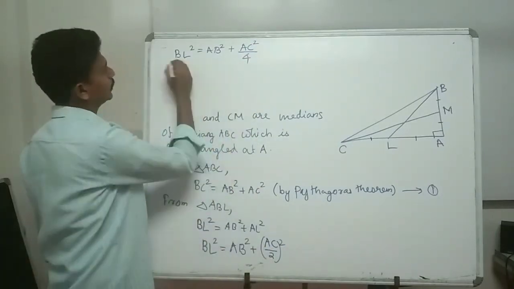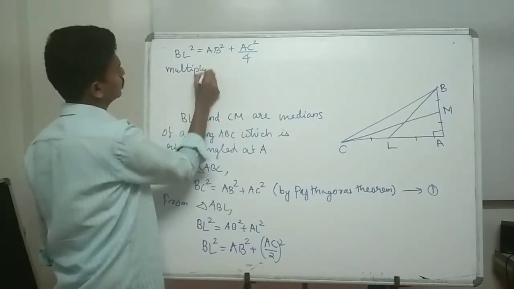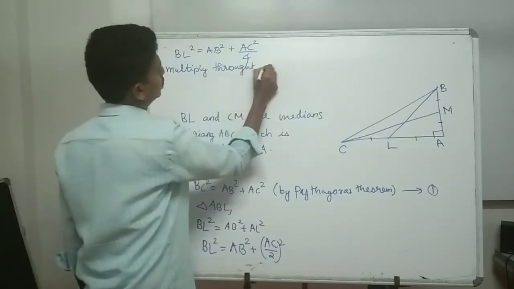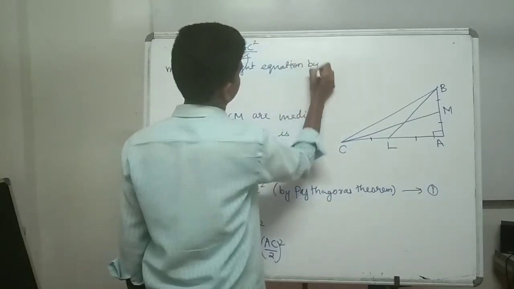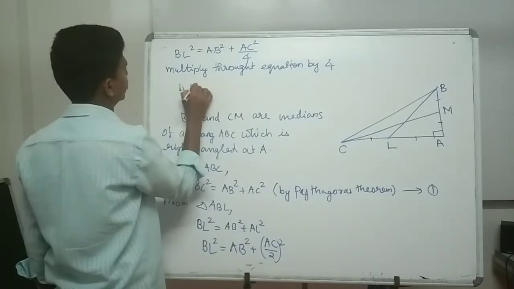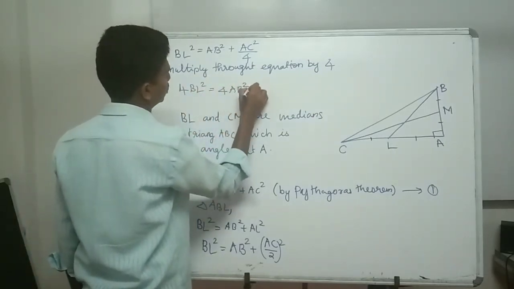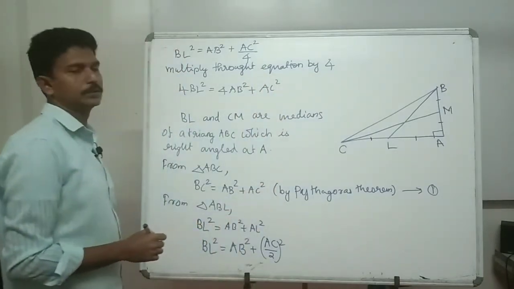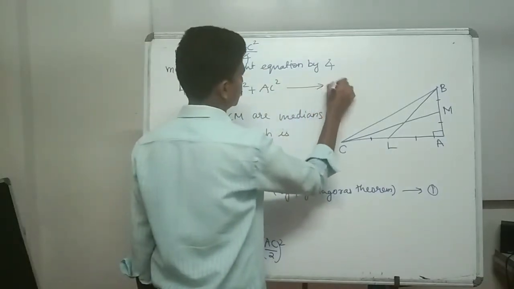Now we can multiply throughout the equation by 4. So we get 4BL square is equal to 4AB square plus AC square. This one we can take as equation 2.